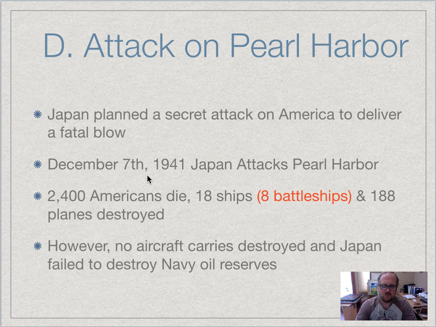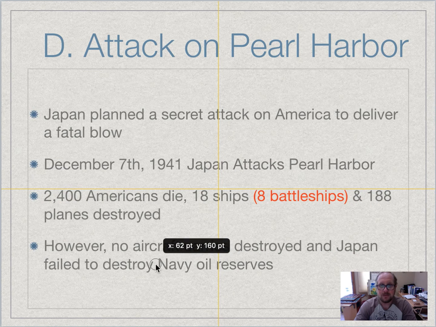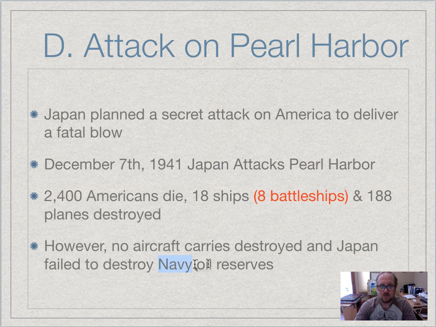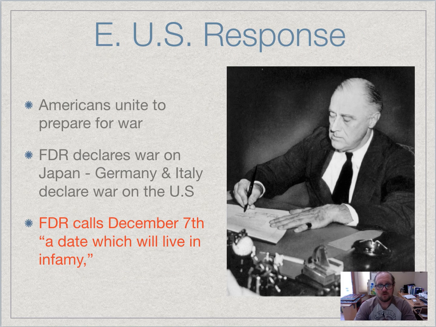So December 7, 1941, the Japanese are going to attack Pearl Harbor. In this attack, 2,400 Americans die, 18 ships and 188 planes are destroyed. Again, luckily though, none of our aircraft carriers from the Pacific Fleet were in port that day. Also, they did not destroy our oil reserves, which was going to be a big deal, because those Navy oil reserves were going to be a big part of us winning the war eventually, by having those aircraft carriers and oil.